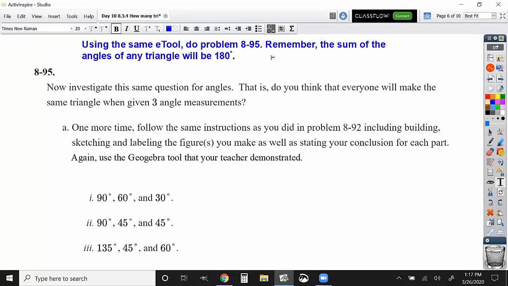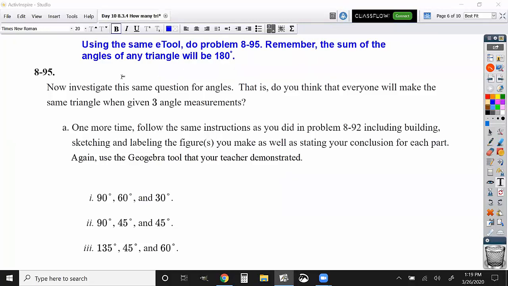Problem 895. Okay, problem 895, we're going to use the same e-tool this time. And as we're using it, we are going to draw the triangles. They ask and look to see if giving 3 angles is enough information to draw the same triangle. A, one more time, follow the same instructions as you did in 892, including building, sketching, and labeling the figures you make, as well as stating your conclusion for each part. Again, use that GeoGebra tool.